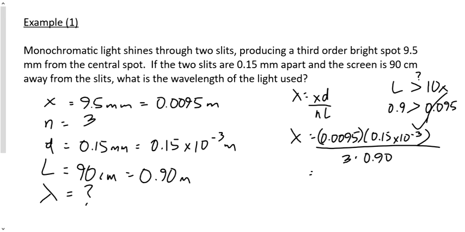It doesn't have to be in meters, but I would recommend meters for these ones. As long as you're consistent, you can get away with anything. But the units for your answer are usually either nanometers or meters, so I just go with meters the whole way. We get 5.3 times 10 to the minus 7 meters. That's our answer.